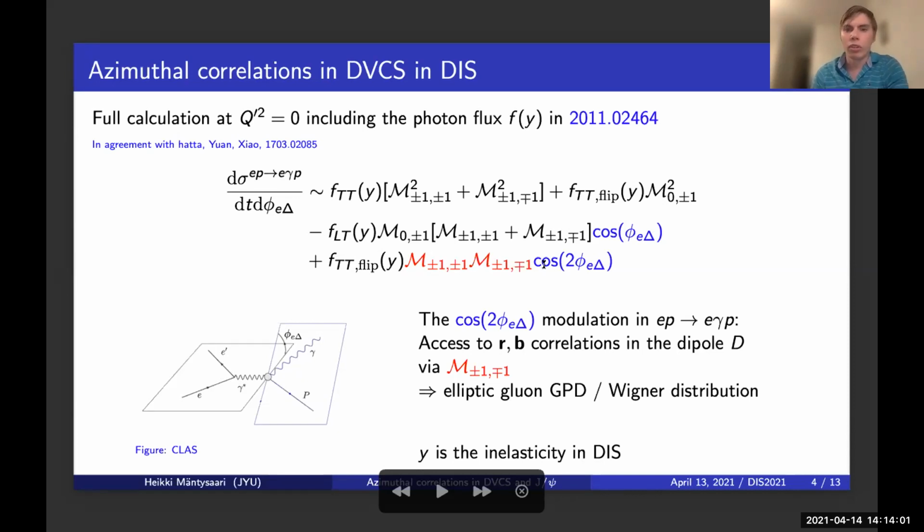And let me focus on the last line here. So this cosine 2 phi modulation, the coefficient is exactly this scattering amplitude m plus 1 minus 1 that I was highlighting on the previous slide, which is directly sensitive to these correlations between the dipole size and the impact parameter in the dipole scattering amplitude. And that also means that this contribution is sensitive to the elliptic gluon GPD or even some parts of the Wigner distribution.